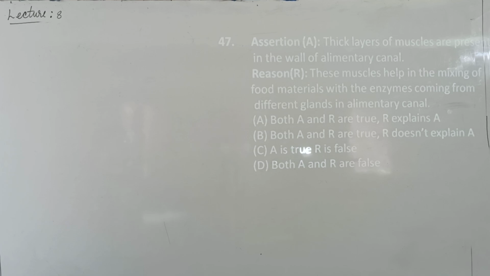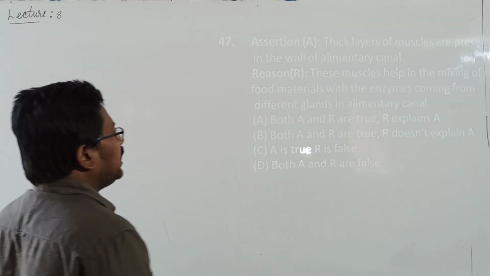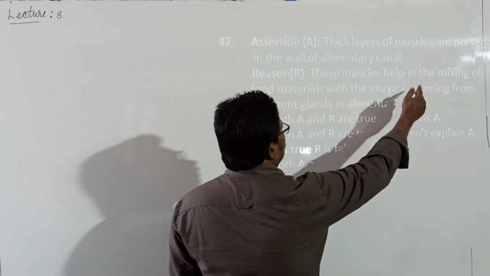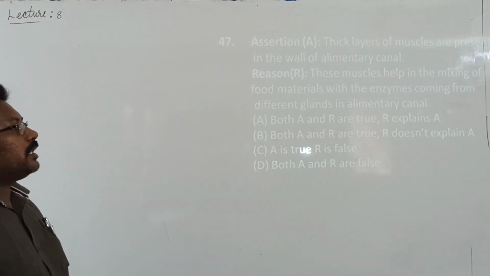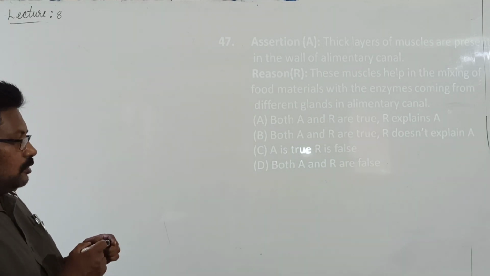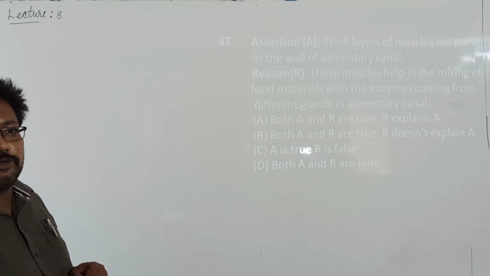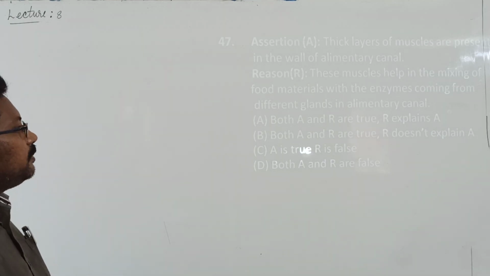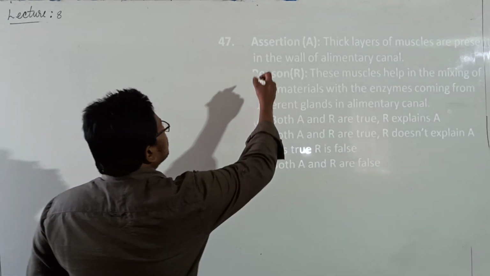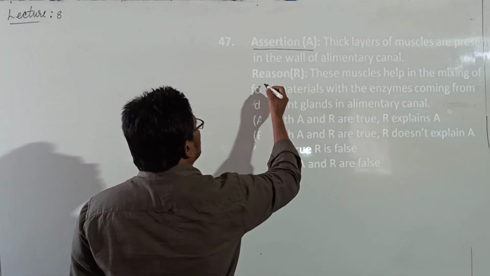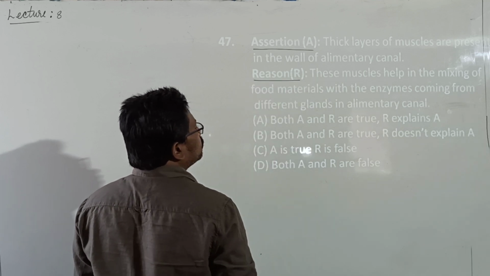Yes, these muscles actually help in peristaltic movements. They help in peristaltic movements, and those peristaltic movements help the food to get mixed with the juices that are released into the lumen of the alimentary canal. So in this case, the assertion is true and the reason is also true.